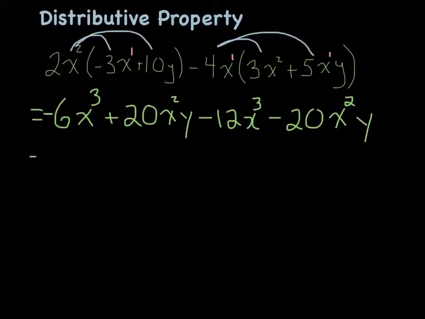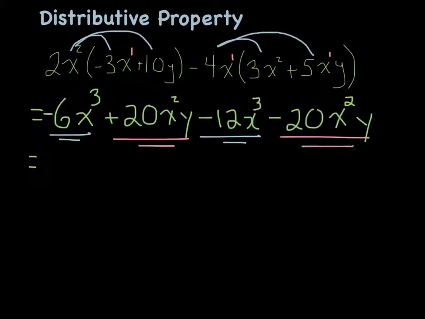The next thing we're going to do is just group our like terms. So we can see we've got an x cubed. We're looking for another x cubed somewhere in here, and we've got one here. I'm looking for, we've got x squared y, and we've got an x squared y here that we can group together. So I'm just going to go ahead and group these terms.